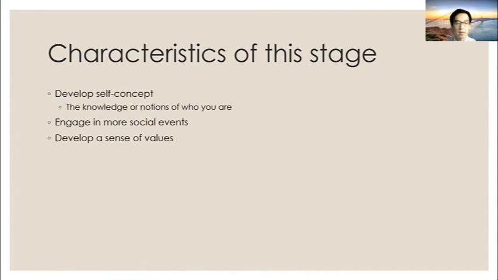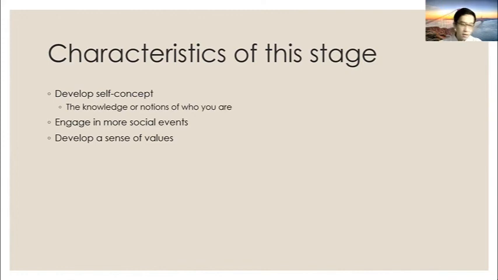They start to engage in more social events. They are socializing more. And also in this stage, they develop a sense of values. They start to understand some abstract things like honesty, like courage. So these are values. They start to know about these abstract concepts. They start to have these values. They start to behave based on these values. They start to behave based on some abstract principles or abstract values.